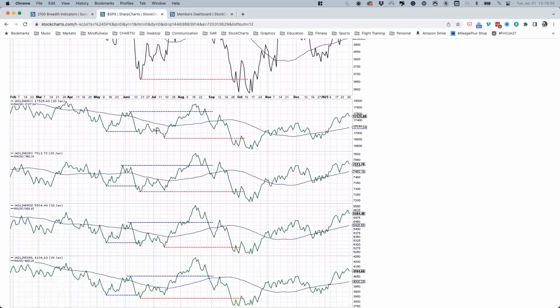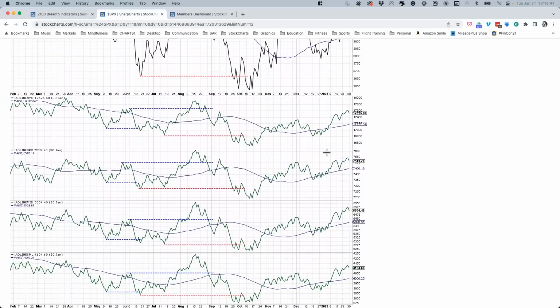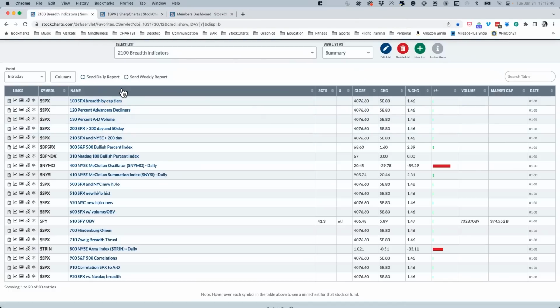So, encouraging sign. These are all color coded subjectively, and I have them all as bullish green because they're all continuing to make higher highs and higher lows. That's a constructive pattern that we've seen.